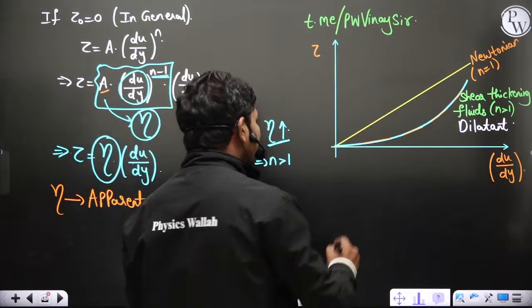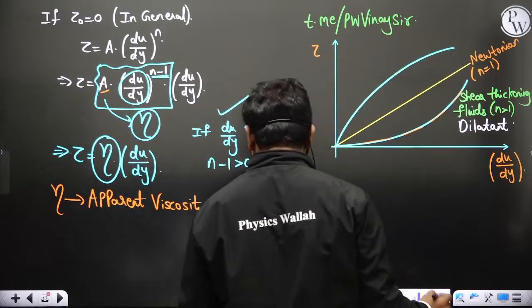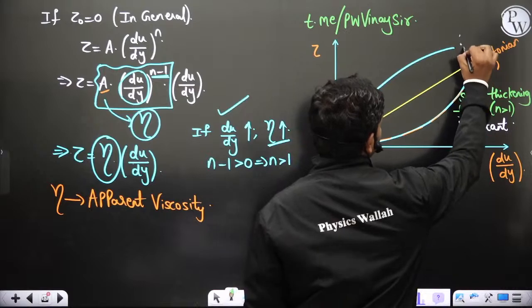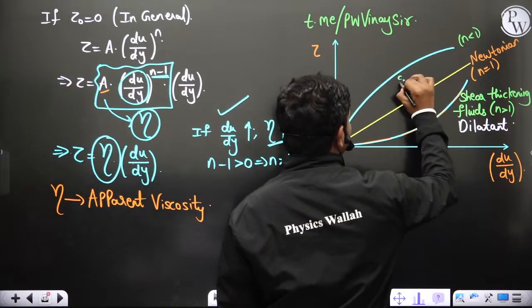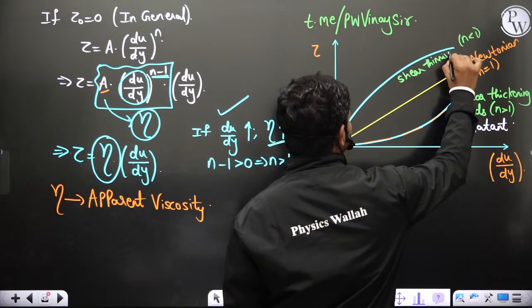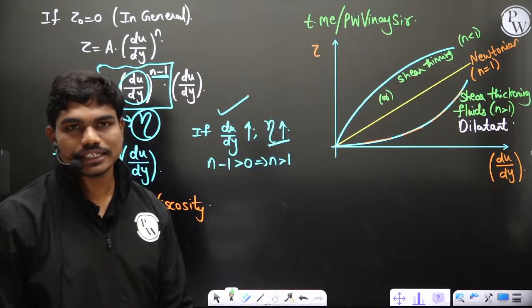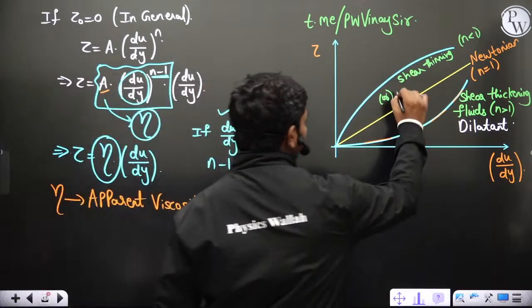And clearly you can see the other class, when the slope decreases, obviously n is less than 1 in this case. So they are called shear thinning fluids. Does anyone know what is the other name for these fluids? Shear thinning, or what is it called? They are generally called pseudoplastics. Okay, so pseudoplastic fluids.